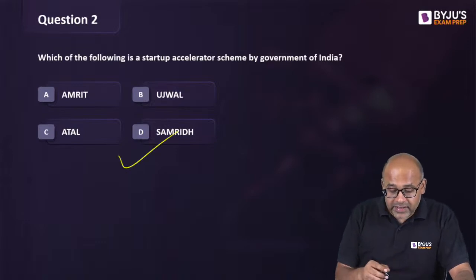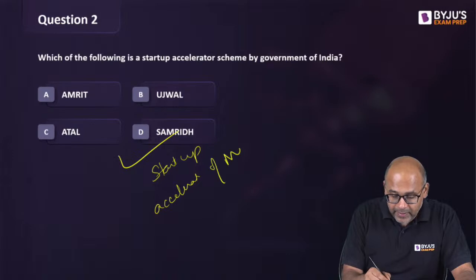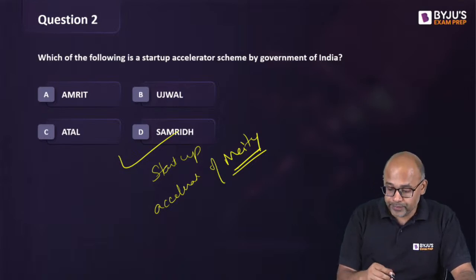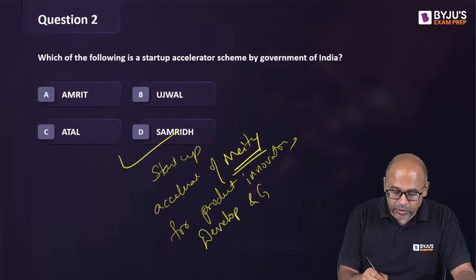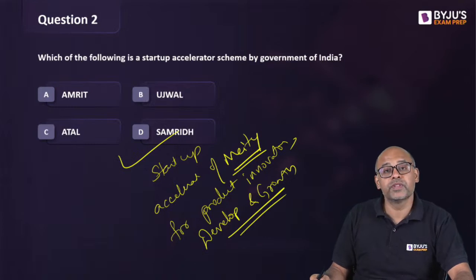D, yes. It stands for Startup Accelerators of MeitY. MeitY is Ministry of Electronic Information and Technology for product innovation, development and growth. Okay, Samrid scheme.